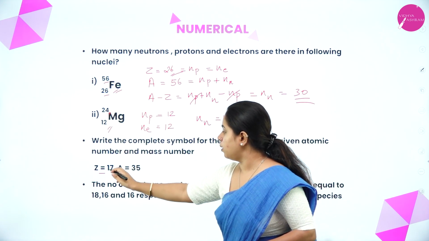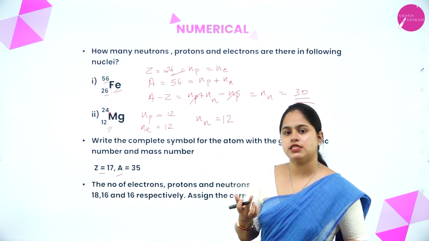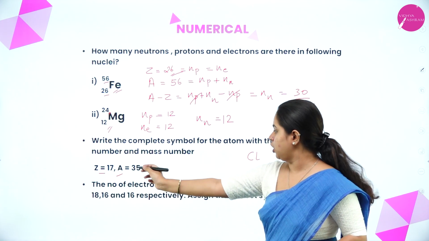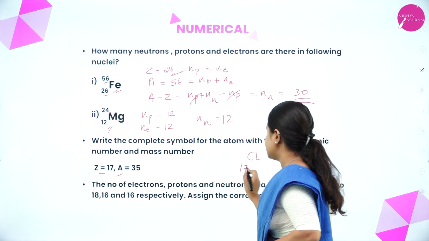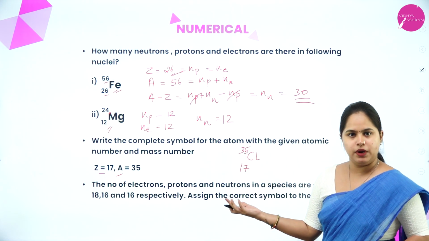So the atomic number is given as 17. Do you know which element corresponds to the atomic number 17? It is chlorine, right? So the symbol is Cl. Now the atomic number is given here, and the mass number is given here, that you have to write on the top. So as simple as that.